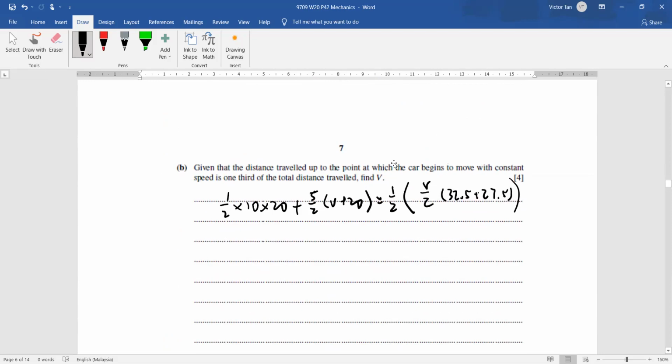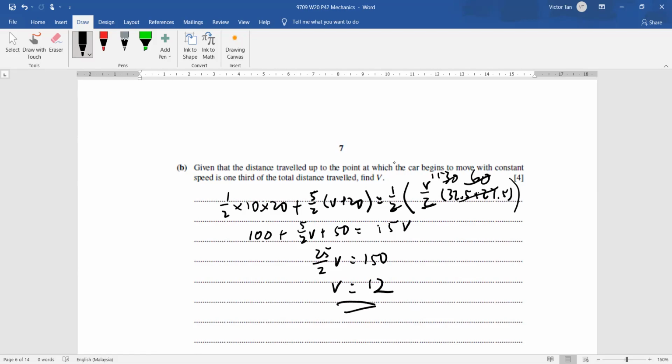So half times 10 times 20 is 100, plus 5 over 2 times V plus 50 equals, adding these together, 150. So 15 minus 5 over 2 is 25 over 2, so 25 over 2 V equals 150. V equals 6 times 2, which is 12. That's it.